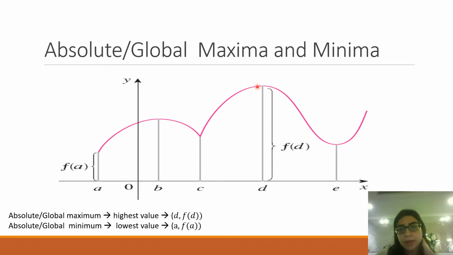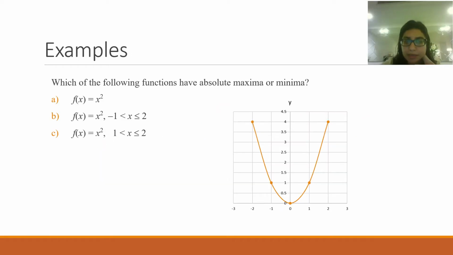What about the global minimum? For the global minimum, you're going to check in your function or graph the lowest point, the lowest y value. So I think it's a. The lowest y value is going to be f of a, at point a. So in general, to find the absolute or global maximum or minimum, we're looking for the highest y value or the lowest y value. Let's take this example.